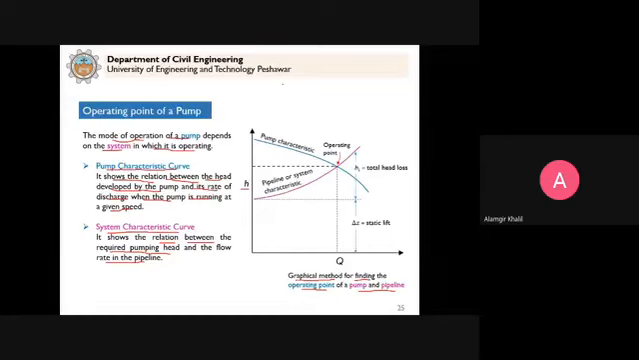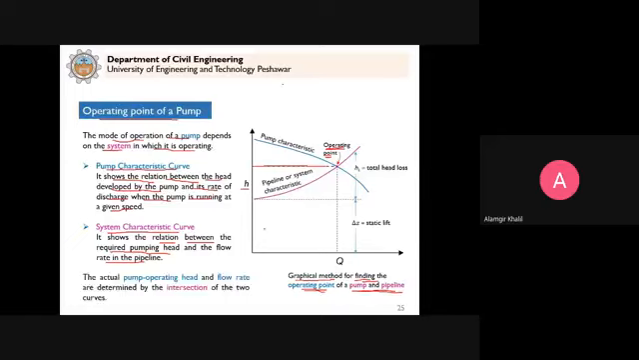The point where the two intersect will be the operating point of the pump, because at this point, this is the head required by the system, and from the pump characteristic, this is the head supplied by the pump. So this is the operating point: what is required by the system is supplied by the pump. The pump should operate at this point. This is the graphical method for finding the operating point of a pump and pipeline.